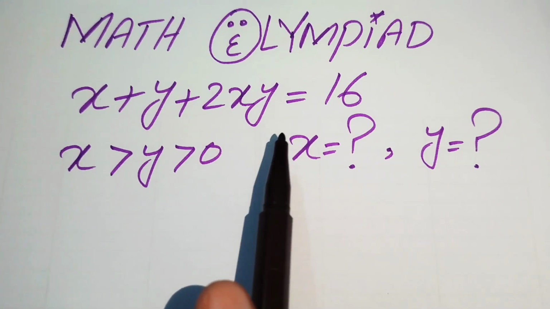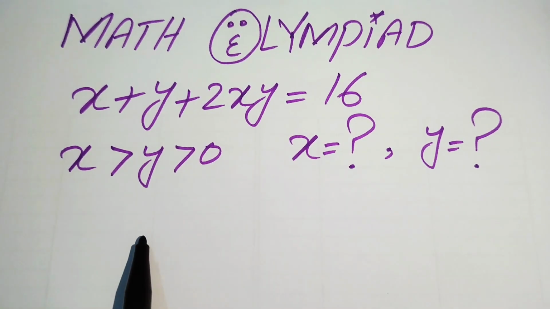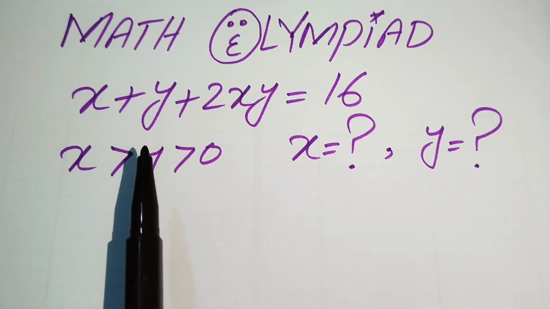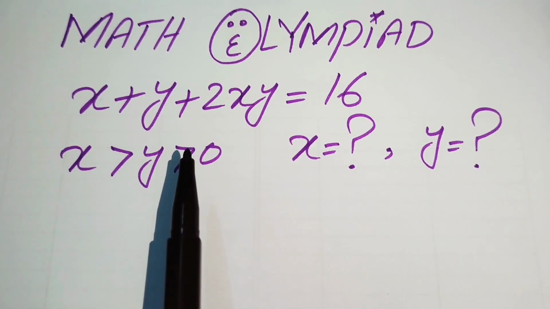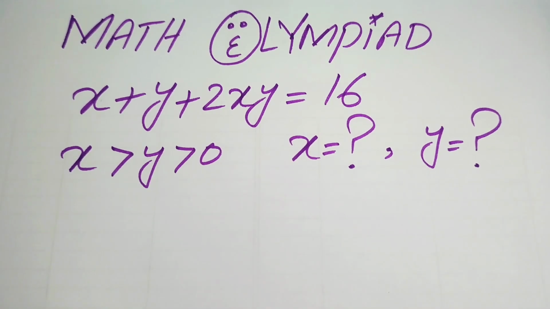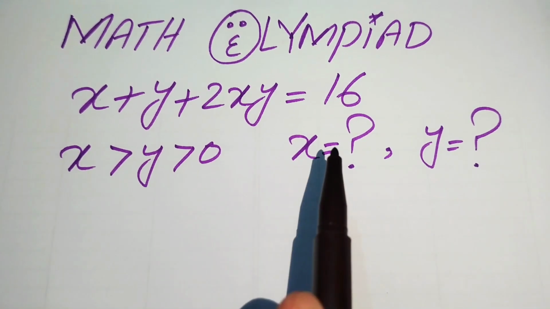Welcome to solve this math Olympiad algebra problem. Here we have x plus y plus 2 times xy equals 16. The condition is that x is greater than y and y is greater than 0, which means x and y are both greater than 0.